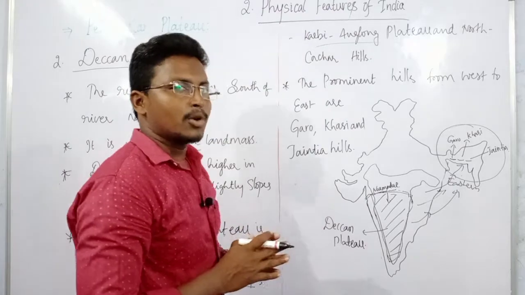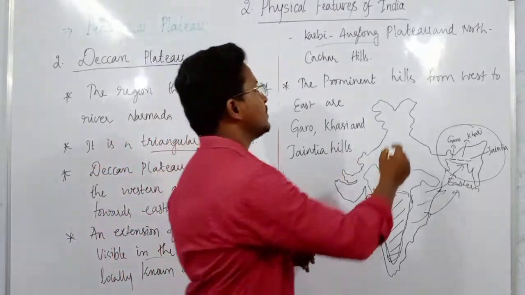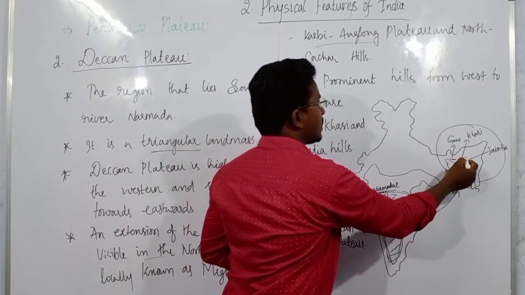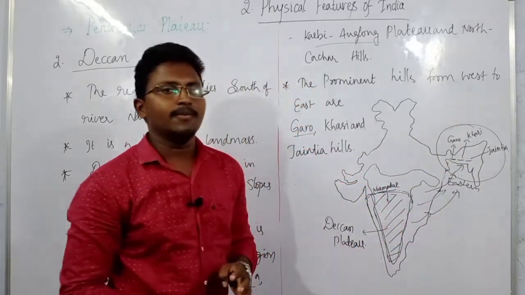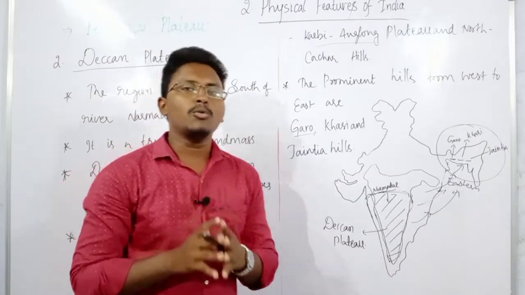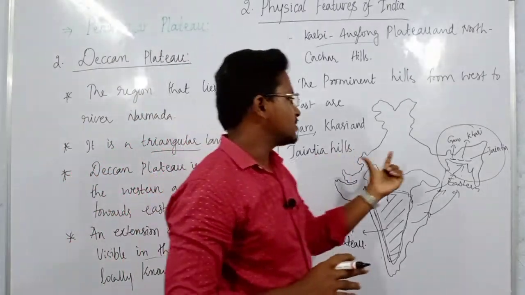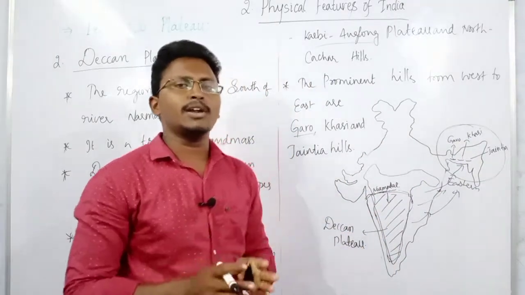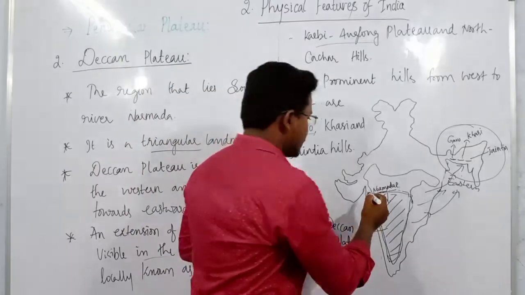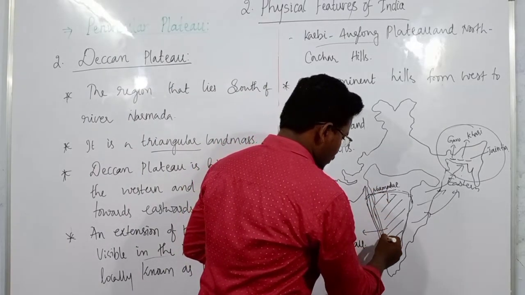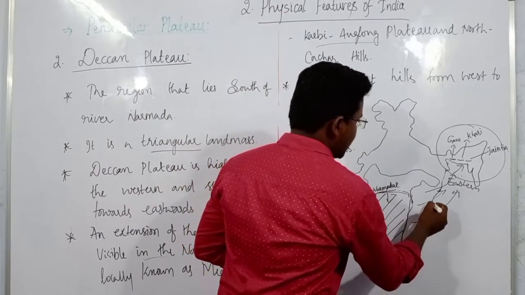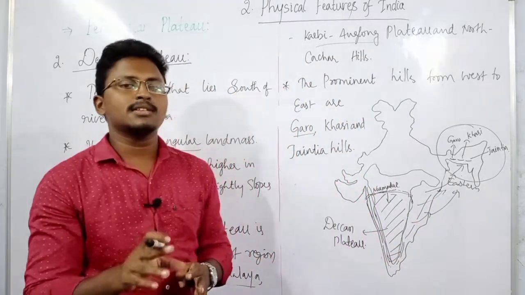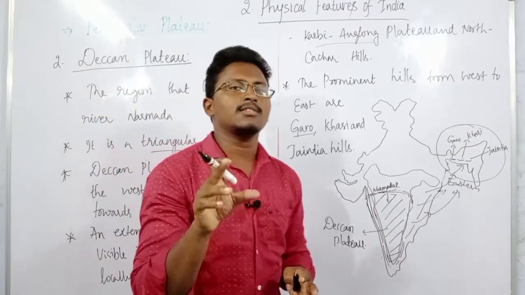Some of the prominent hills in this region from west to east are the Garo Hills, Khasi Hills, as well as the Jaintia Hills. These are some of the prominent hills found in the northeastern part of this country. And about the Deccan Plateau, one more very important thing is that the western boundary of the Deccan Plateau is the Western Ghats, and the eastern boundary is the Eastern Ghats. So now let us discuss the Eastern Ghats as well as the Western Ghats.